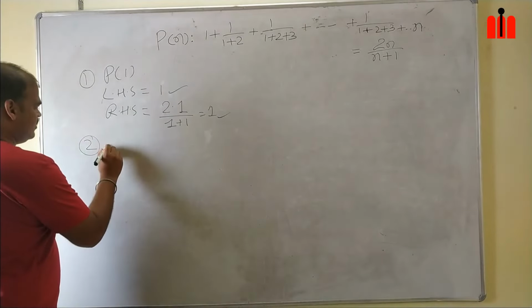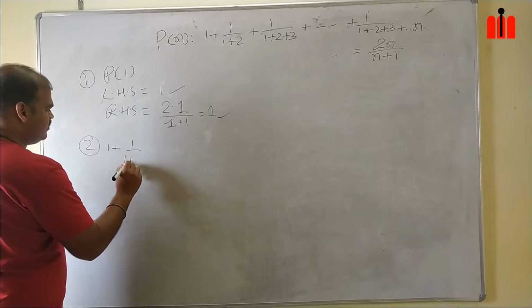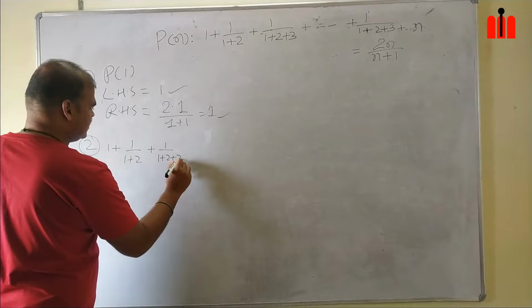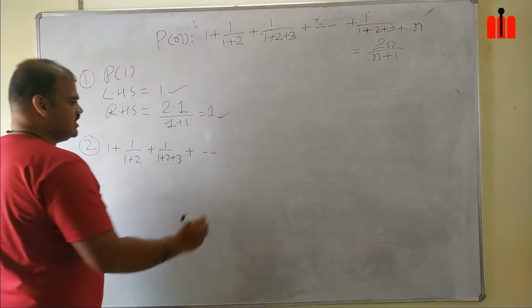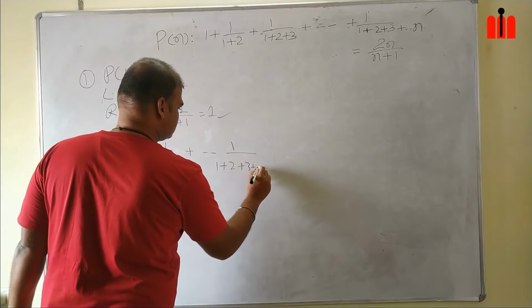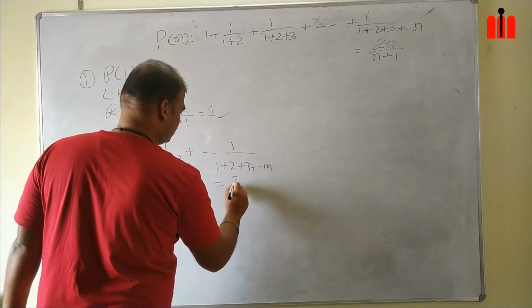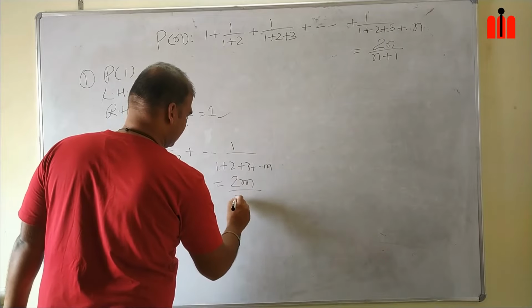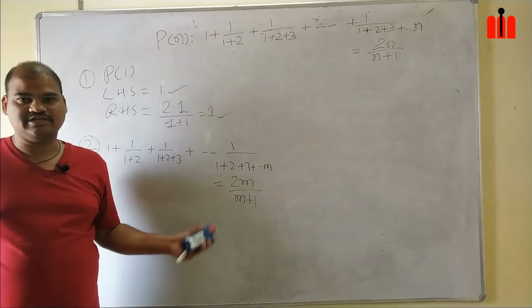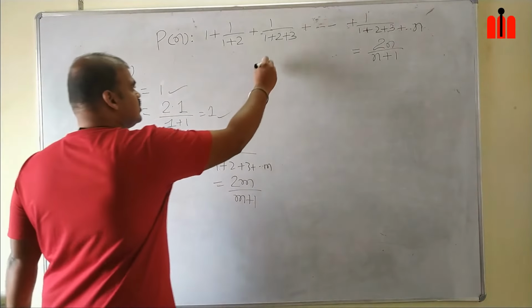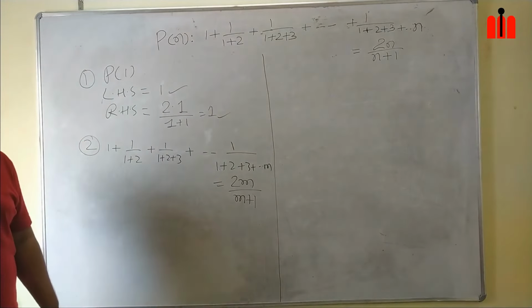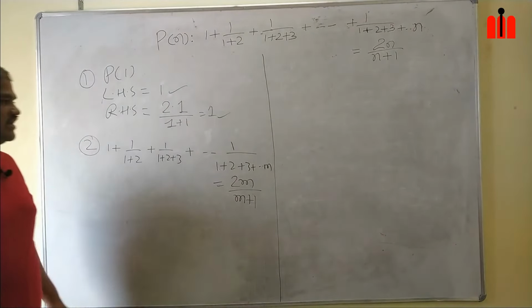The concrete statement will be 1 plus 1/(1+2) plus 1/(1+2+3) plus ... 1/(1+2+3+...+m) is equal to 2m/(m+1). So in place of n I had substituted m. So this is the concrete statement which I had derived.